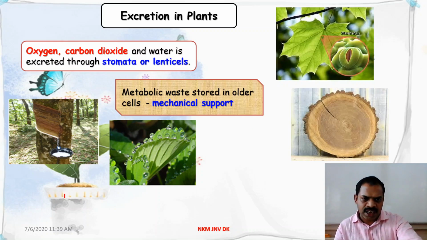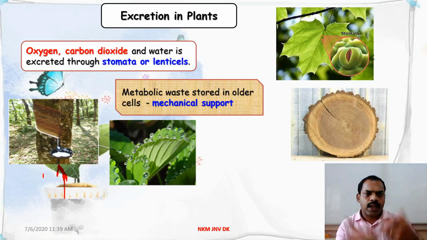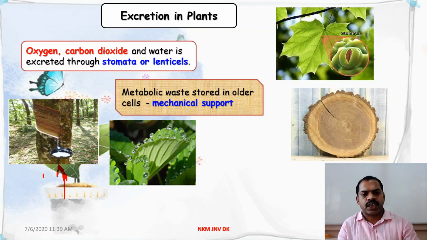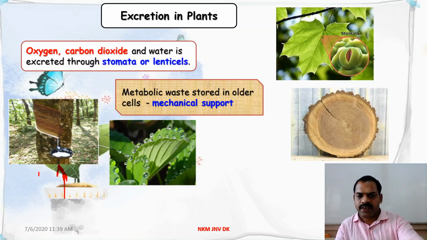And what we are getting here in the rubber as latex, gum, resins, all these plant products like latex, gum and resins are excretory materials of the plant. The plant does not need that, but it stores them in that area, so that we get them in the form of products that are required for us.